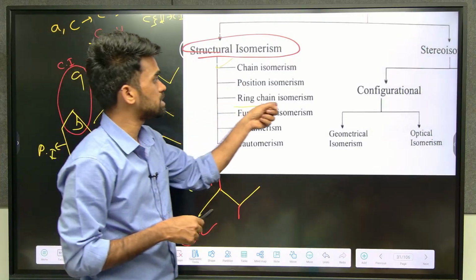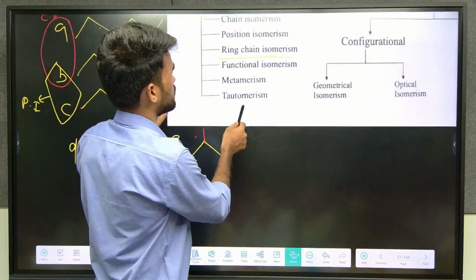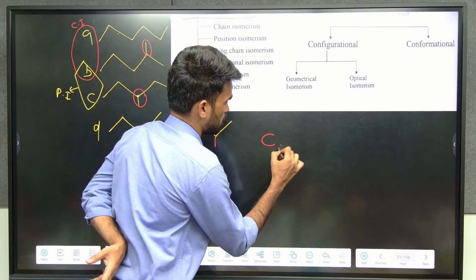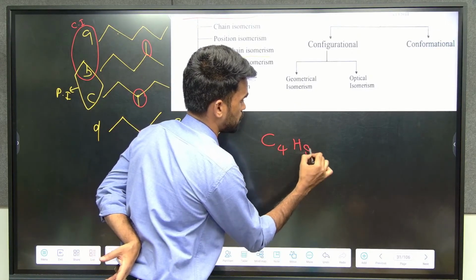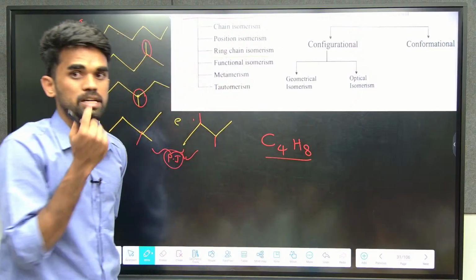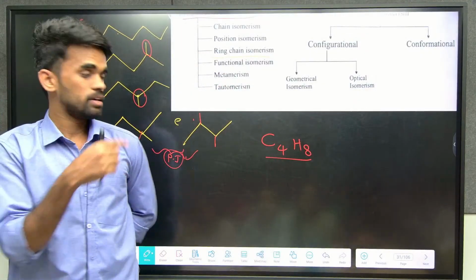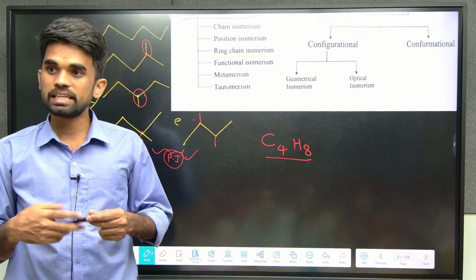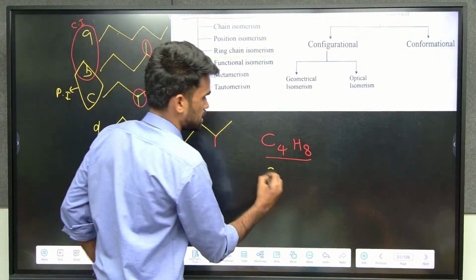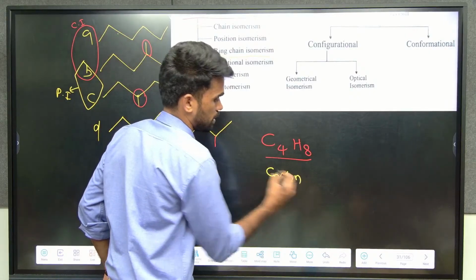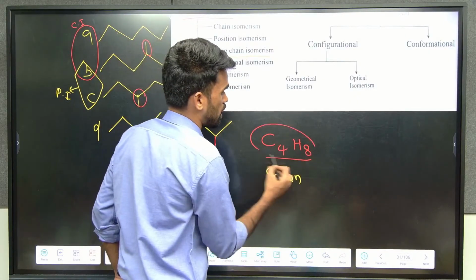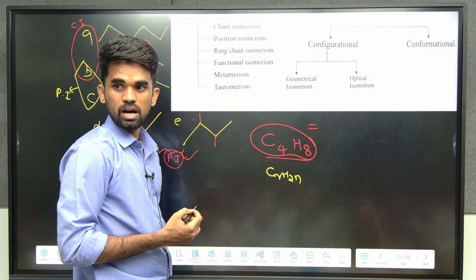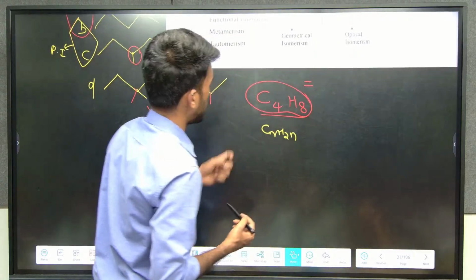Next one, ring chain isomers. Ring chain isomerism means what? See, for example, you just give me a formula like C4H8, I am writing. So what does this C4H8 mean? You just tell me whether it is alkene or alkyne. Alkene you are saying, no? Like you are writing it as CnH2n. Okay, it means definitely this formula contains one pi bond. Alkene means definitely one pi bond should be there. So now see what I am writing.